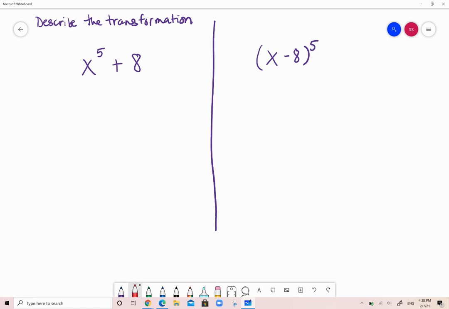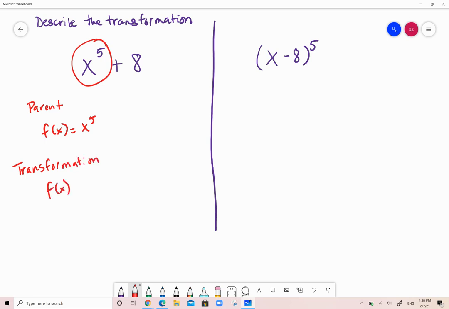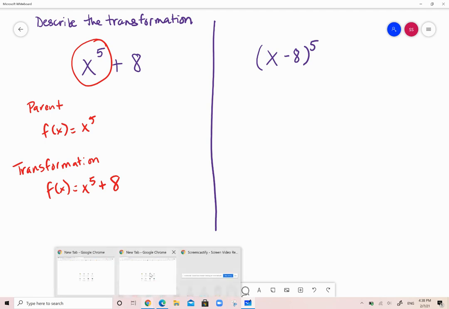But the original is always the first, like this is the first one, plain. The original, so the parent function would be f of x equals x to the fifth. And then the transformation would be the plus 8 involved. So f of x equals x to the fifth plus 8. So we want to look at what happened. So you could go to Desmos. So let's go to Desmos.